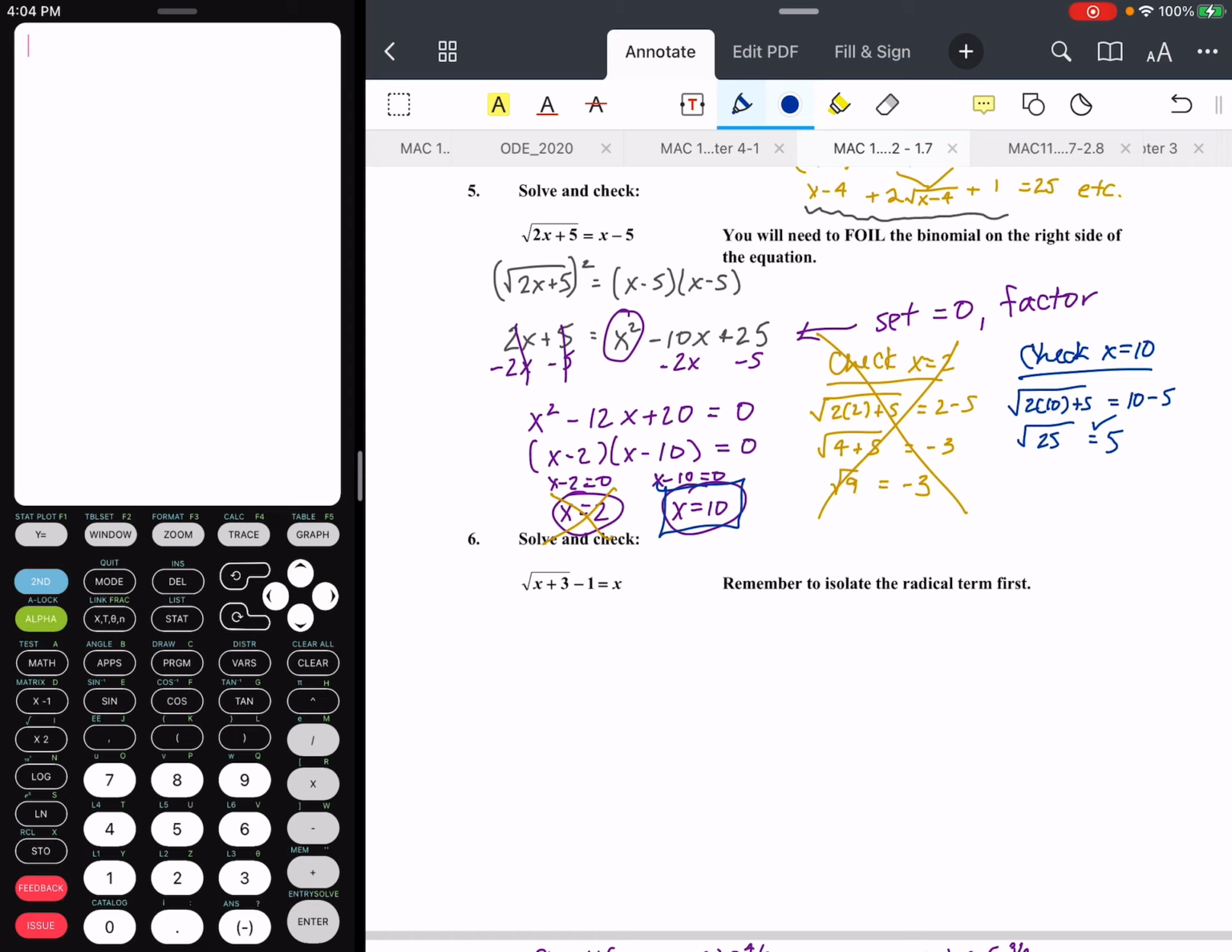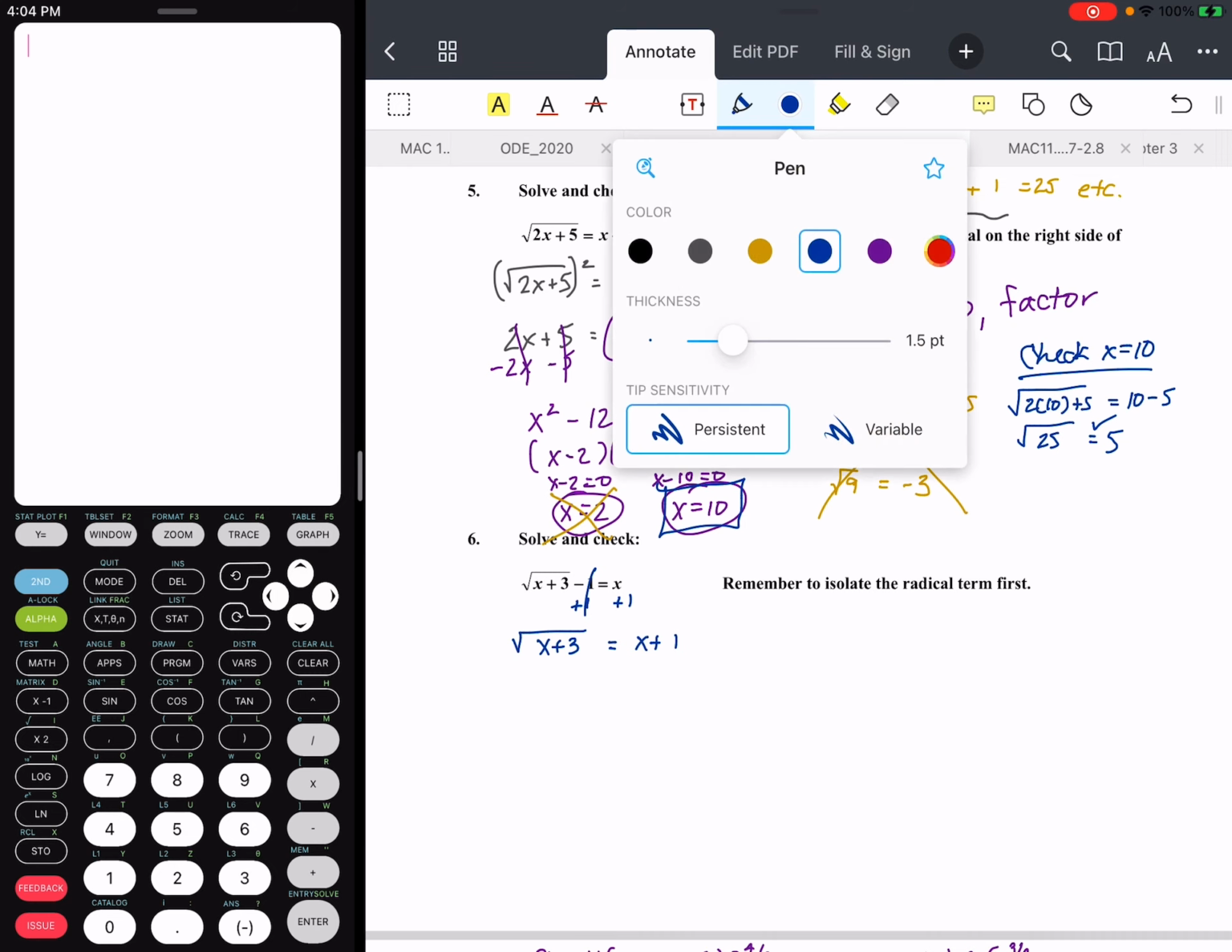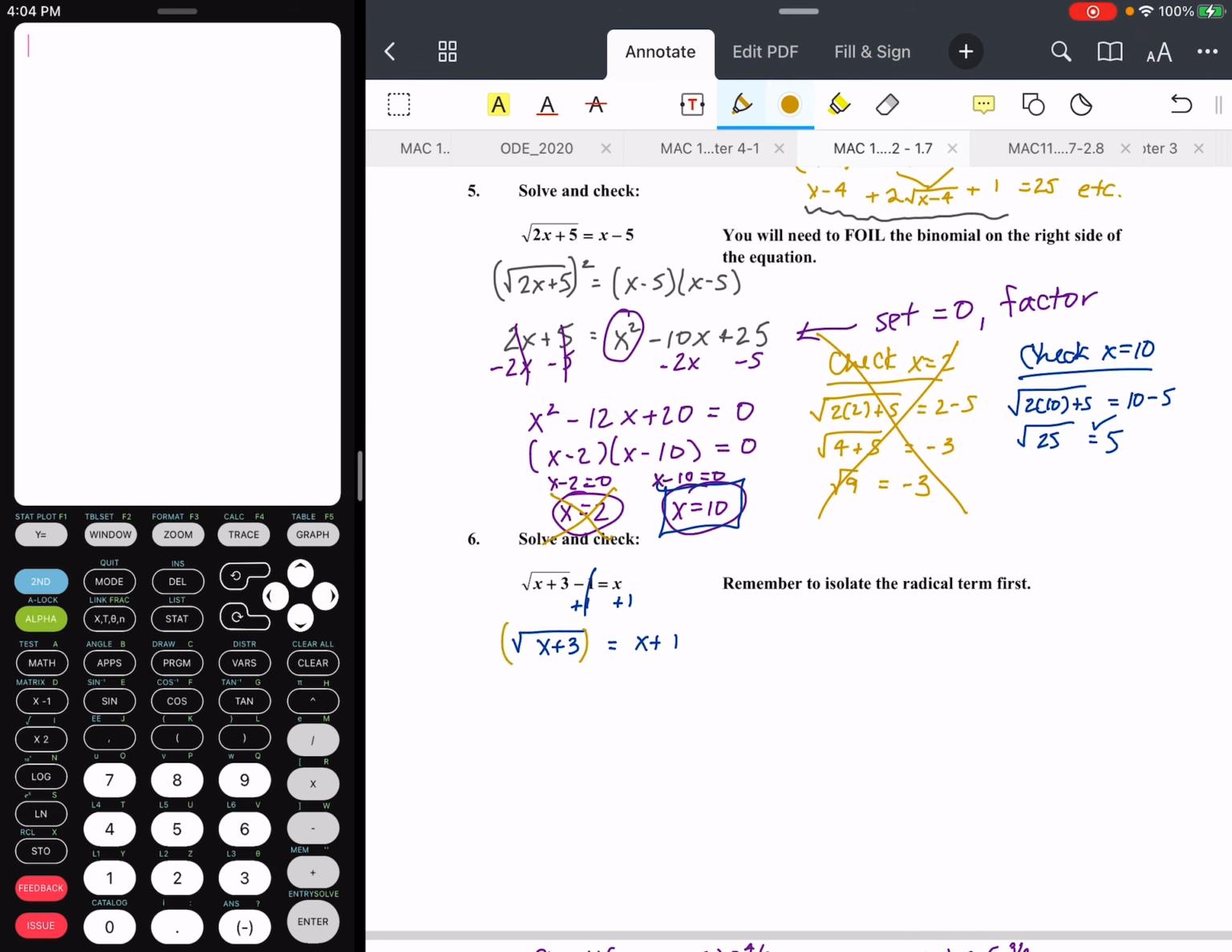All right, and then finally, let's take a look at number 6. We need to first isolate that square root. So I'm going to add 1 to both sides. Gives me square root of x plus 3 equals x plus 1. So my square root is isolated. And now that it's isolated, I'll go ahead and square both sides, which means x plus 1 squared is the same as foiling x plus 1 times x plus 1. So I have x plus 3 equals x squared plus 1x plus 1x is plus 2x, and then plus 1, foiling over there.